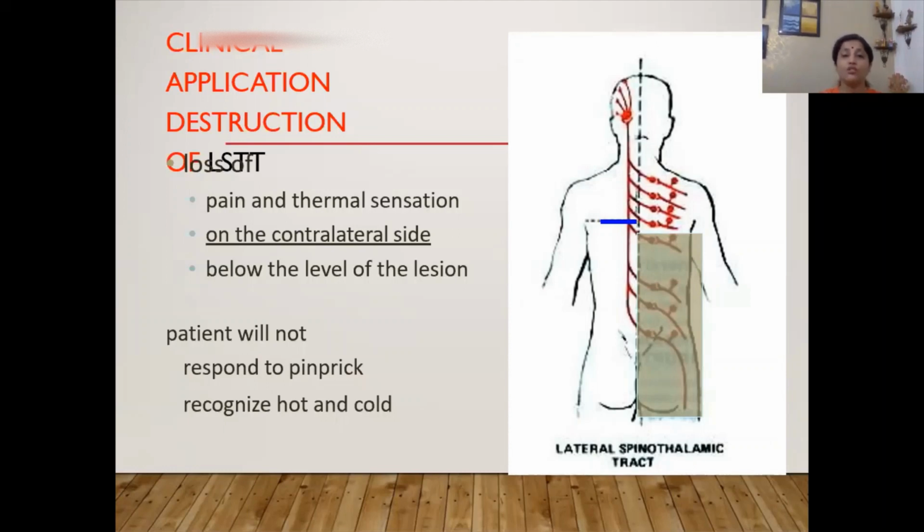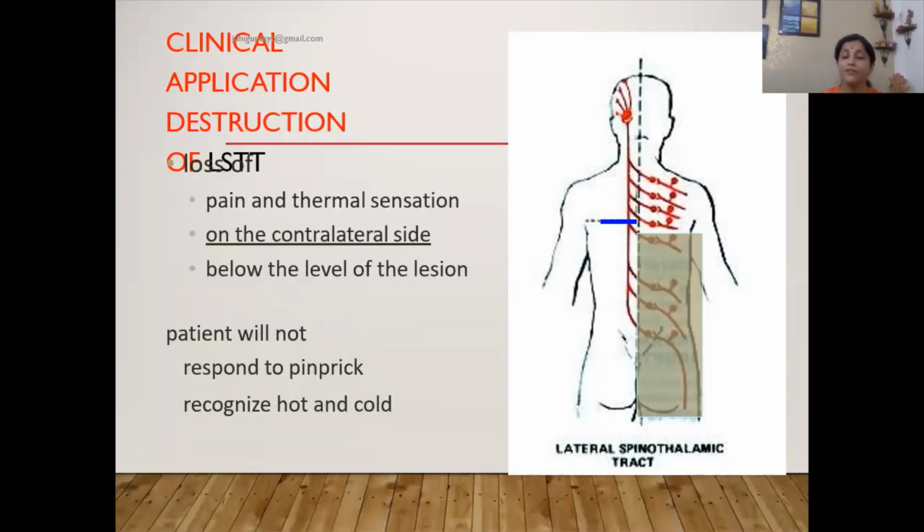Now we know there is crossing over of fibers at the level of the second order neuron at the spinal cord. So the sensation which is being brought from the opposite side will be lost. So if there is an injury on the left side of the lateral spinothalamic tract, then the pain and thermal sensations coming from the right side below that level, that is the spinal segments below the level of the injury or lesion, their sensation will be lost. This is very well documented and explained in the diagram.